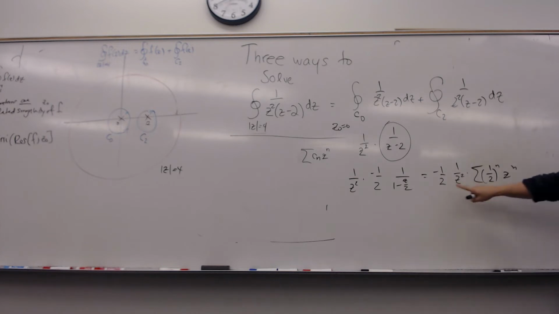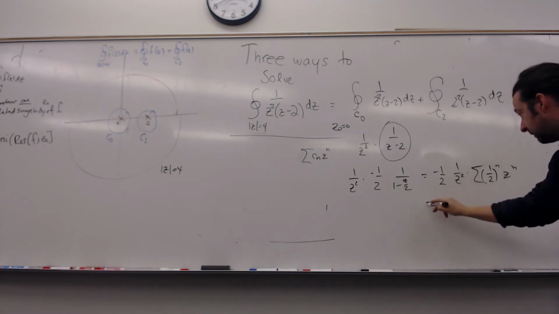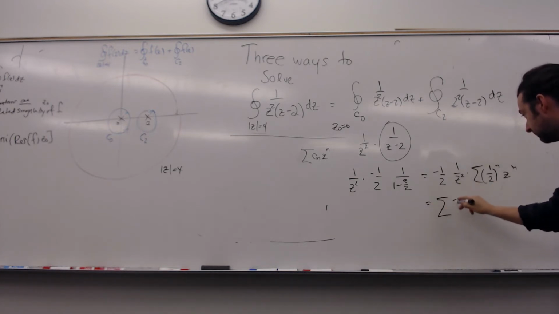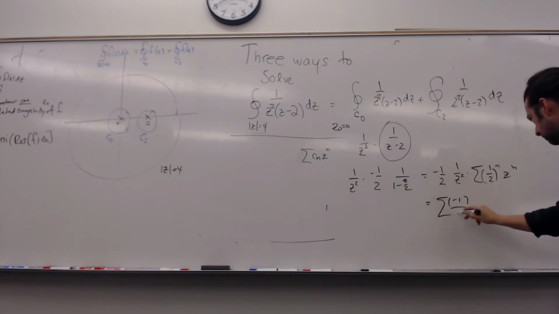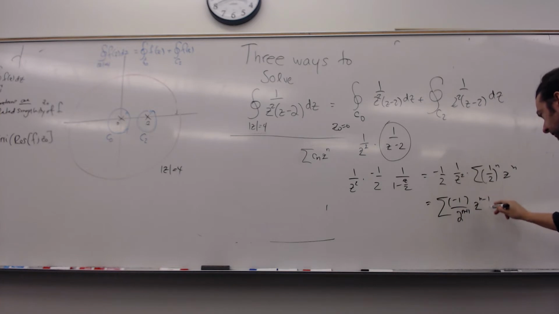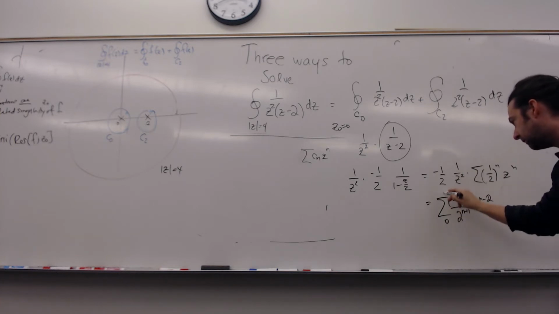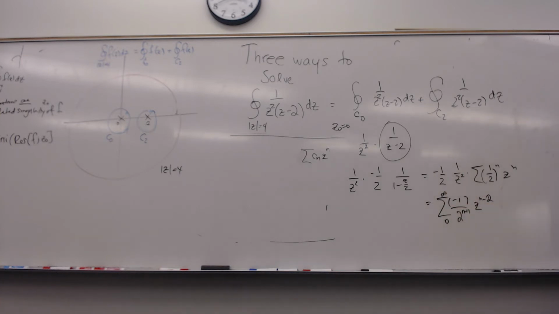Now I can multiply these bits in here, and I'm going to get a minus 1, and a 2 to the n plus 1, and a z to the n minus 2, and that is a series calculated from 0 to infinity. So I multiplied the z squared in and subtracted it. I've multiplied the 2 and added it to this 2 to the n. And the negative 1 doesn't alternate, it's just a negative 1 floating around.